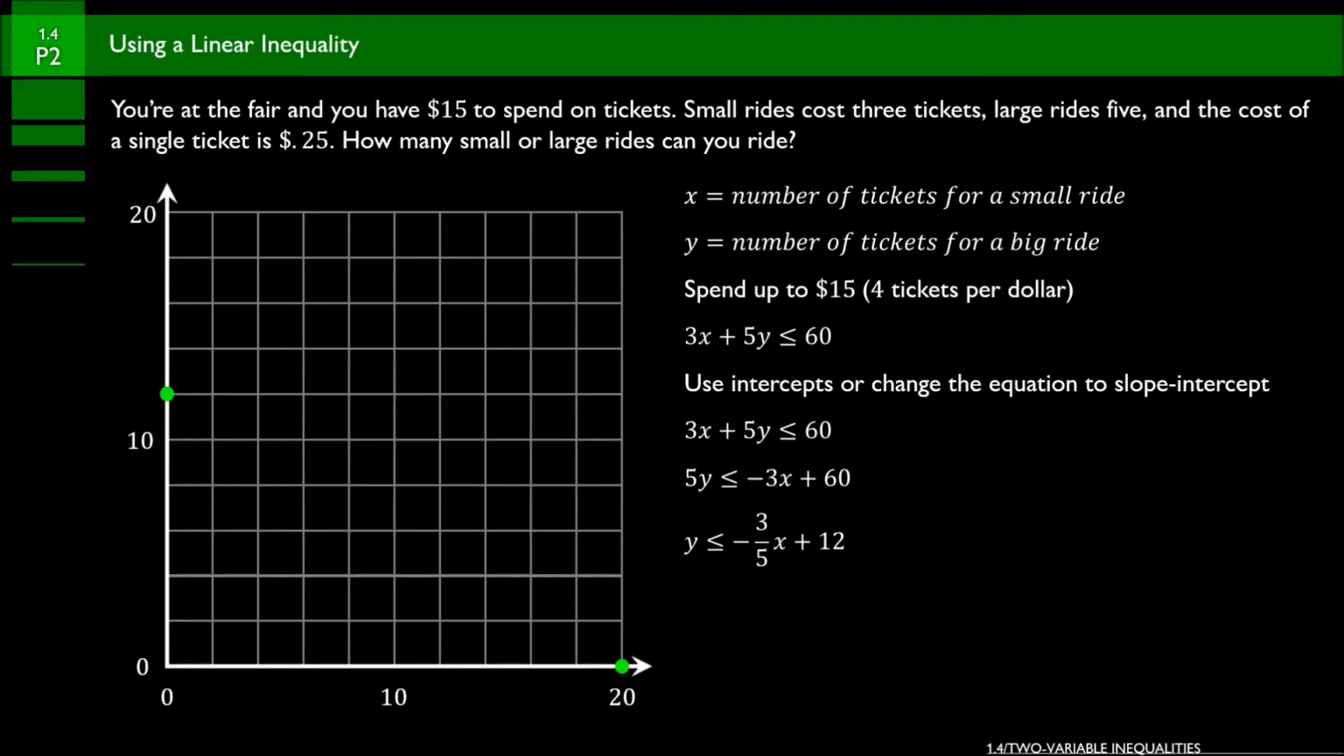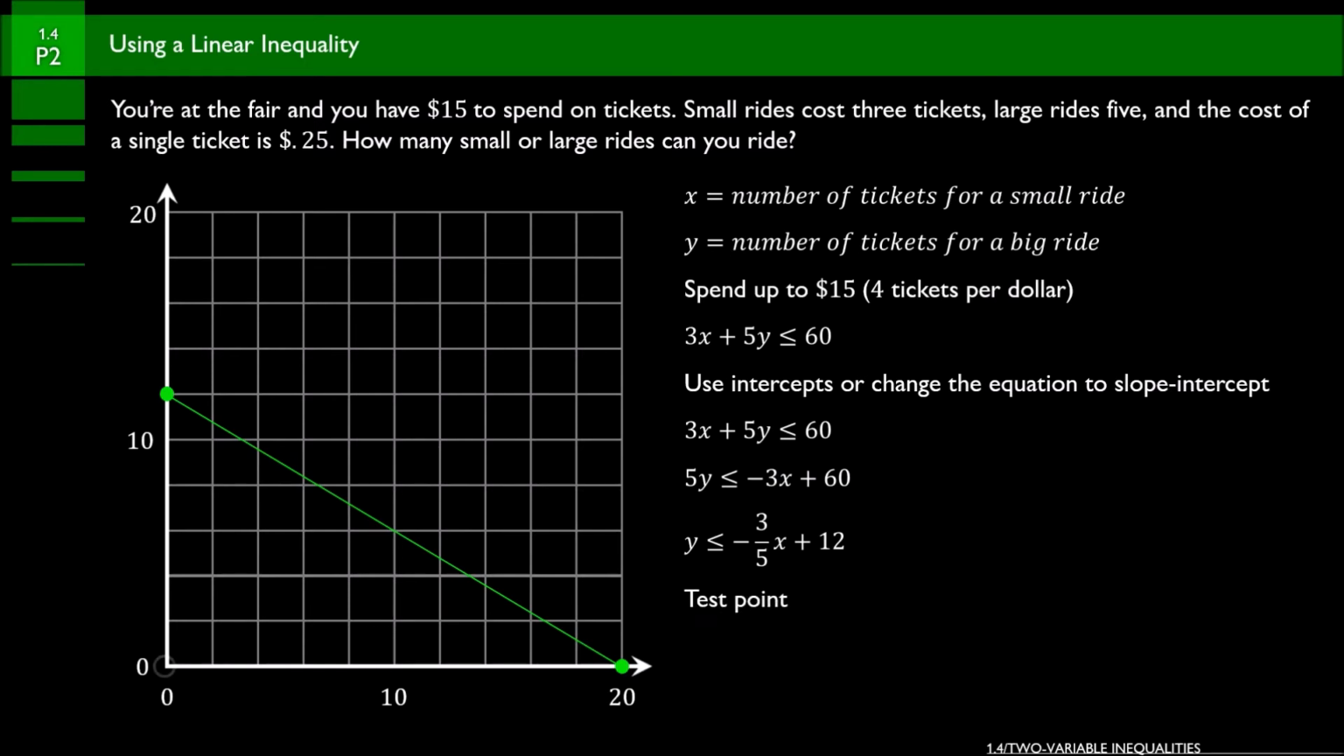So in this case, we've got a y-intercept of 12 and then our slope is negative 3 over 5. And you can see that when we work this all the way down, we get that the x-intercept is at 20. So we're then going to draw in a solid line, because the solid line indicates that we have the $60 exact, or the 60 tickets, or the $15 exactly to spend. And then we're going to try a test point.